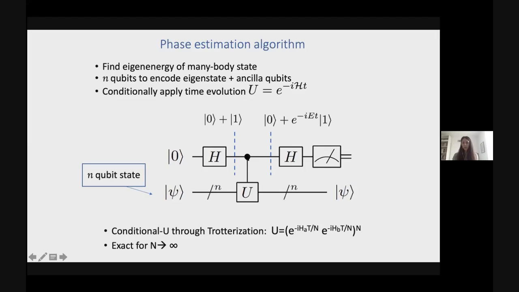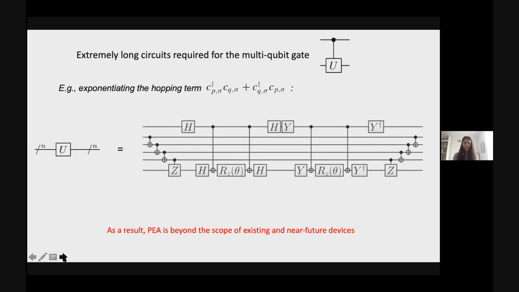One tricky point here is that this conditional U is a many-body unitary, which means that to do it in terms of single and 2 qubit gates, we need to trotterize it. And of course, in the limit where n goes to infinity, this trotterization is exact. But in practice, that cannot be done. We have to stop at some finite order. For example, exponentiating the hopping term looks like this. So it's a very large circuit, and it's outside the scope of what can be done now, or even in the next 1 or 2 years, if you're optimistic, with the hardware.